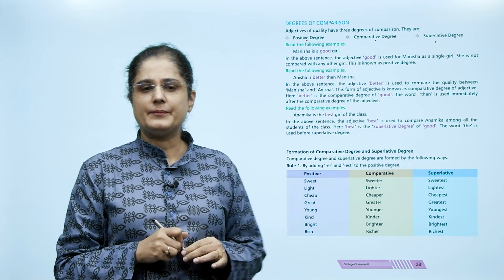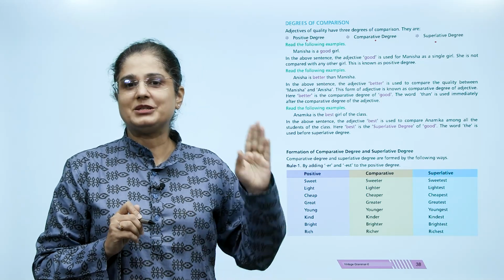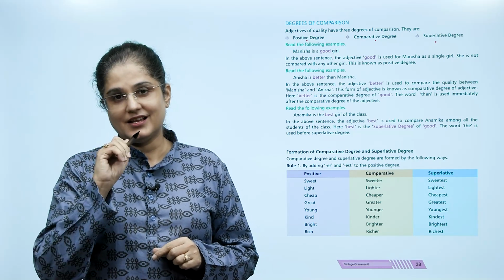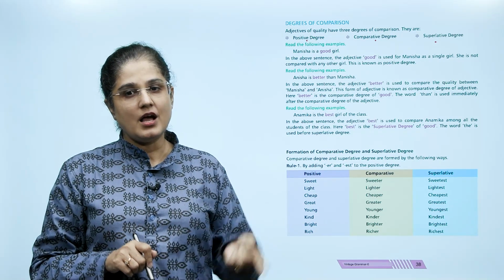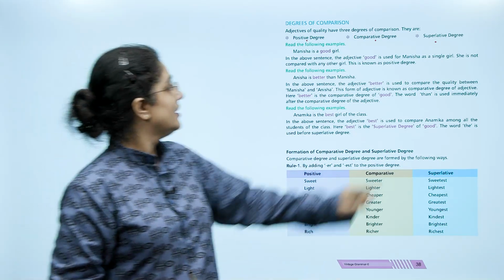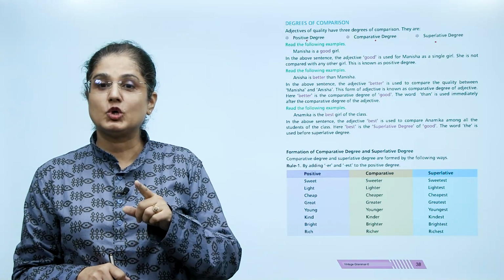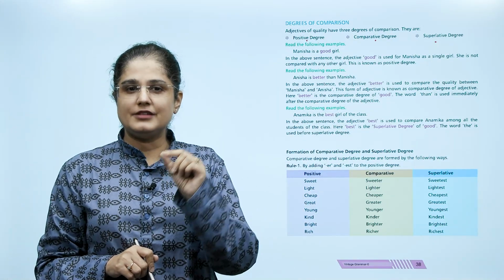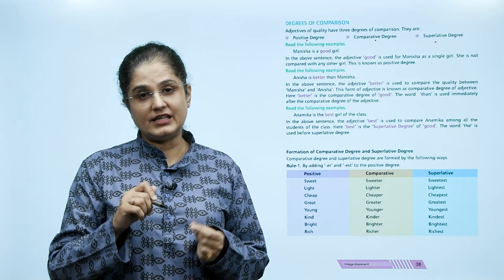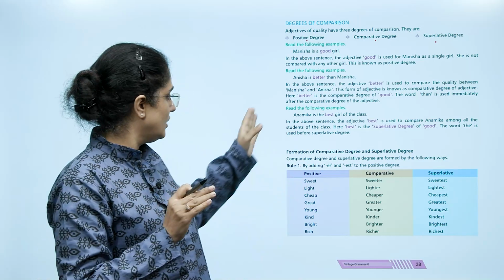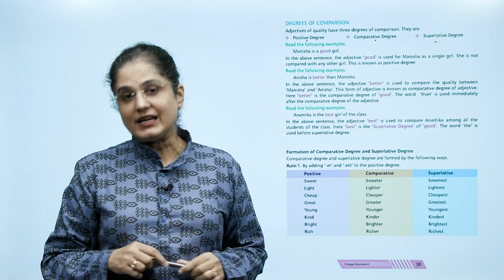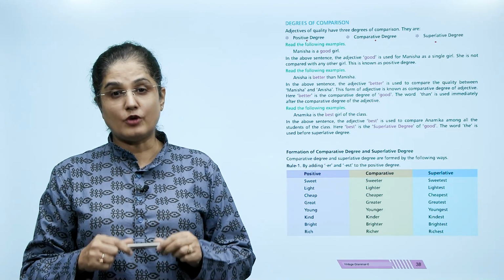Now look at this example. Anamika is the best girl of the class. In this sentence, the adjective best is used to compare Anamika among all the students of the class. So here best is the superlative degree of good. The word the is used before superlative degree. So formation of comparative degree and superlative degree can be done through various rules that we follow. Now, comparative degree and superlative degrees are formed by the following ways.